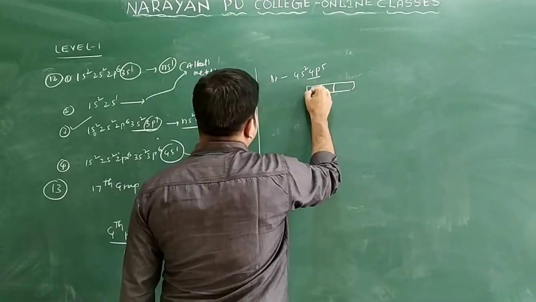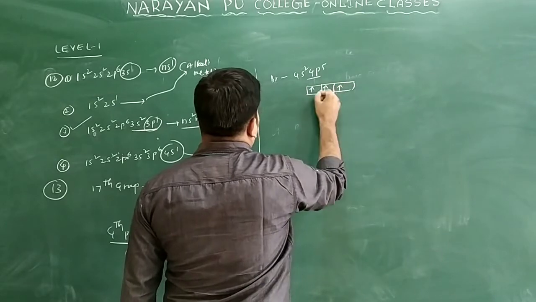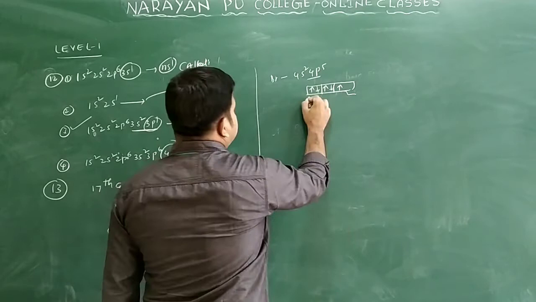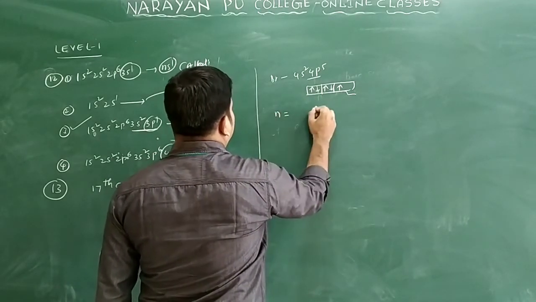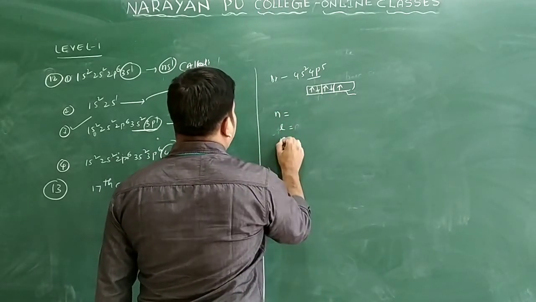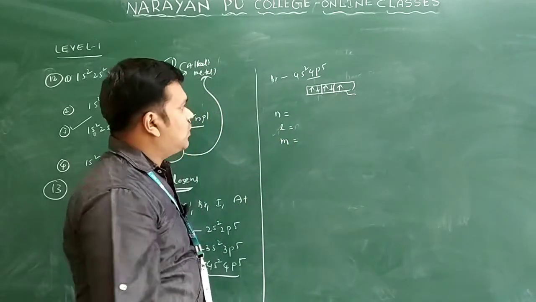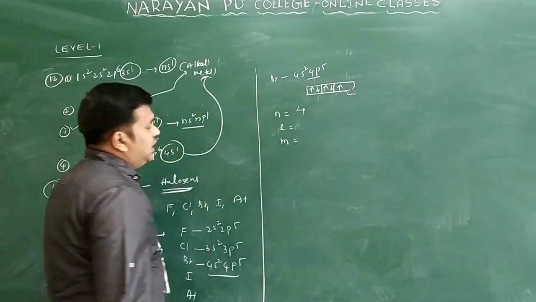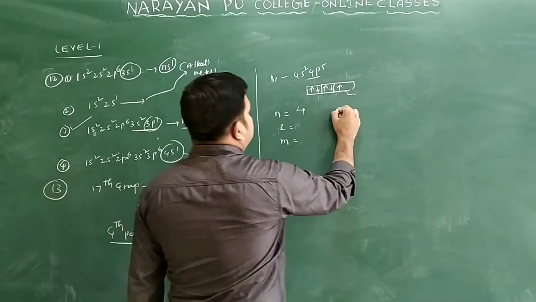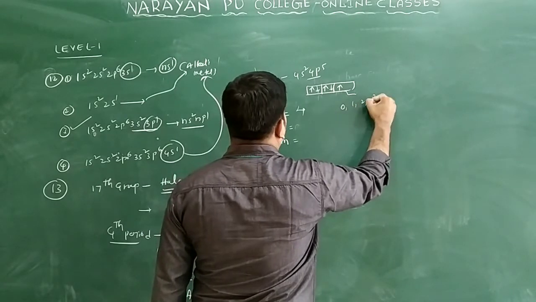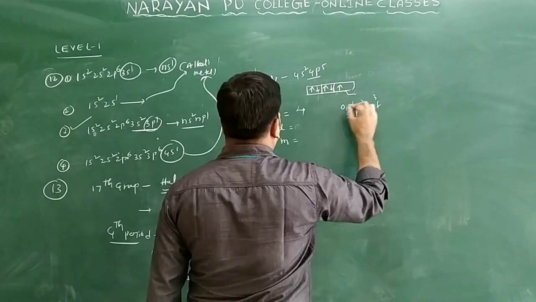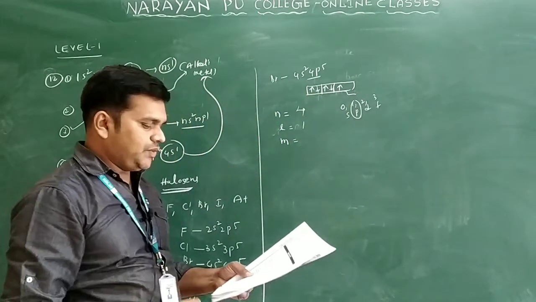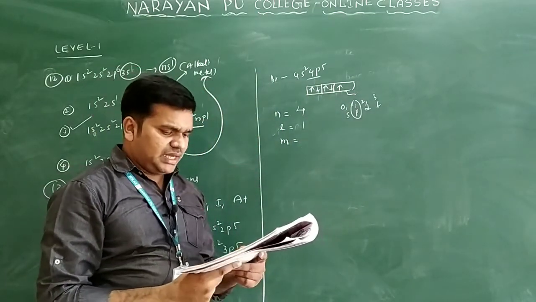In the p orbital, how many electrons are there? 1, 2, 3, 4 and 5. This is the last electron we have. If you want to write the n value, L value and m value: the n value belongs to the period, so n is 4. For L, you know 0, 1, 2, 3 correspond to s, p, d, f. So for the p orbital, the L value is 1 only.